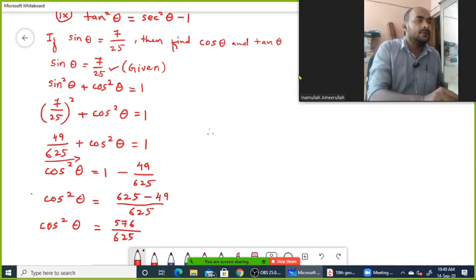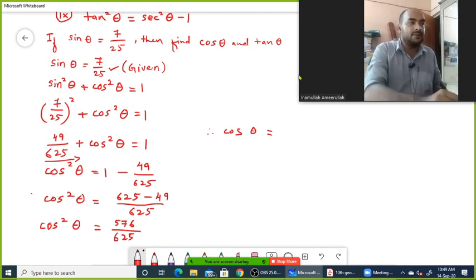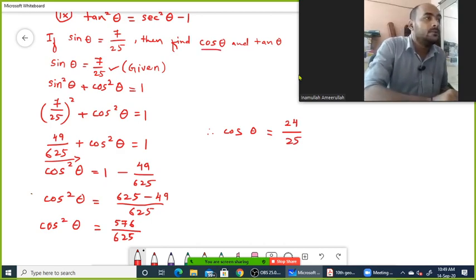So this way cos theta, 576 is a perfect square of 24. So we can take the square root of both sides. So here it will be 24 upon 25. So cos theta is 24 by 25. So we are done with this cos theta.